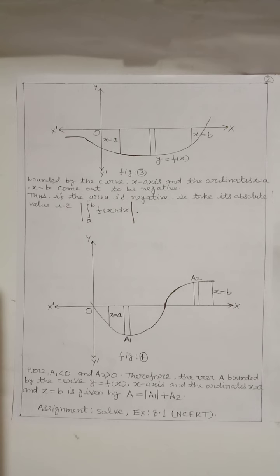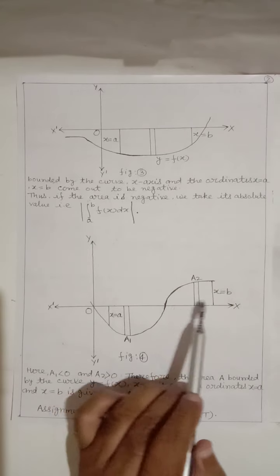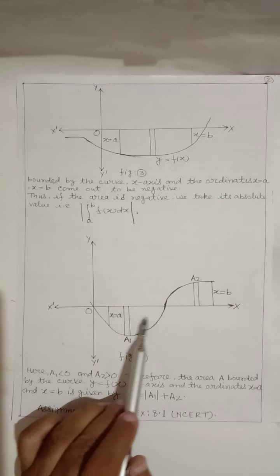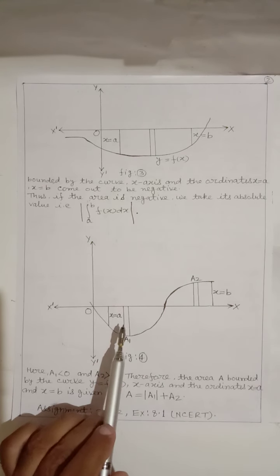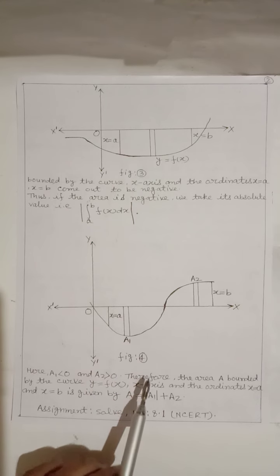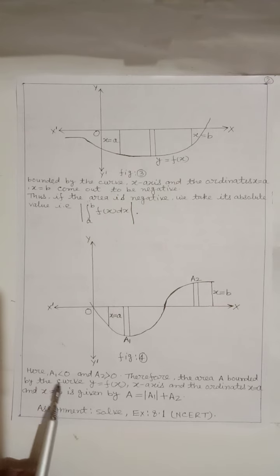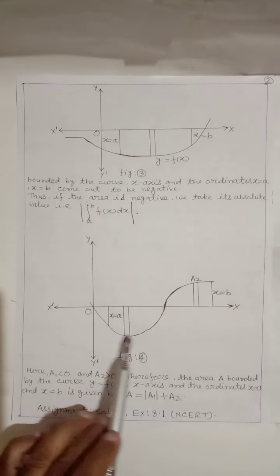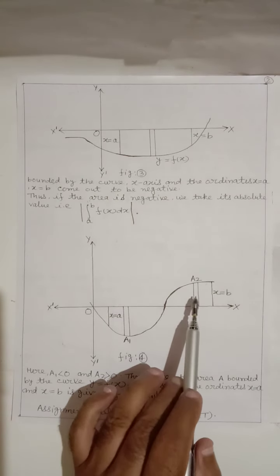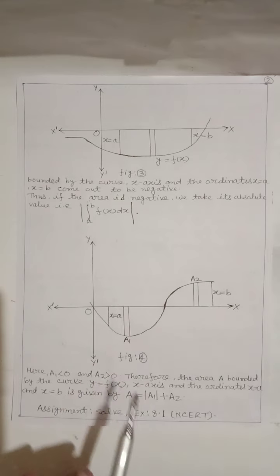Dear students, generally it may happen that some portion of the curve is above the x-axis, and some is below the x-axis, as shown in figure 4. Here A1 is less than 0, that is negative, and A2 is greater than 0, that is positive.